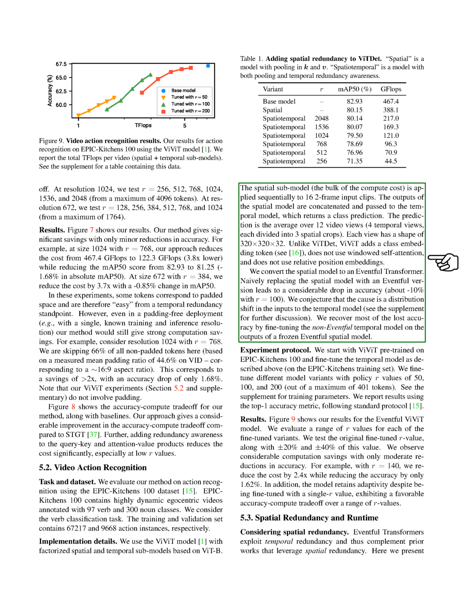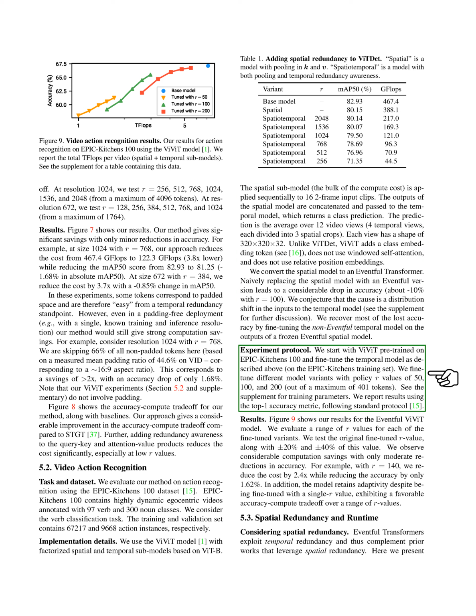We've modified the spatial model to become an eventful transformer. However, this naive replacement led to a significant drop in accuracy, around 10% with R equals 100. We believe this is due to a shift in the distribution of inputs to the temporal model. We managed to regain most of the lost accuracy by fine-tuning the non-eventful temporal model using the outputs from a frozen eventful spatial model. Our experiment protocol involved starting with a Vivid model pre-trained on the Epic Kitchens 100 dataset and fine-tuning the temporal model as described above.